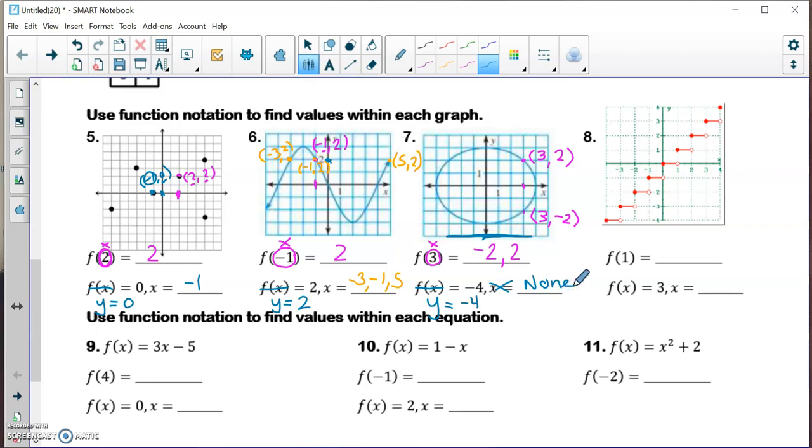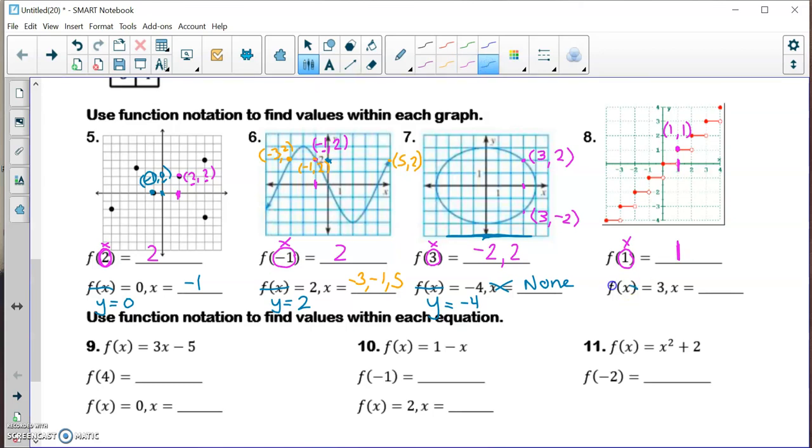All right, number 8, I want f of 1, so that means x is 1. So on my x-axis, I'm going to find 1, which there's technically only one point that's in line with that x value of 1, and that's this closed dot right here. The open dot is not a point on your graph, so we do not include that. The closed dot is the ordered pair (1, 1). So the y value that's associated with an x value of 1 is a y value of 1.